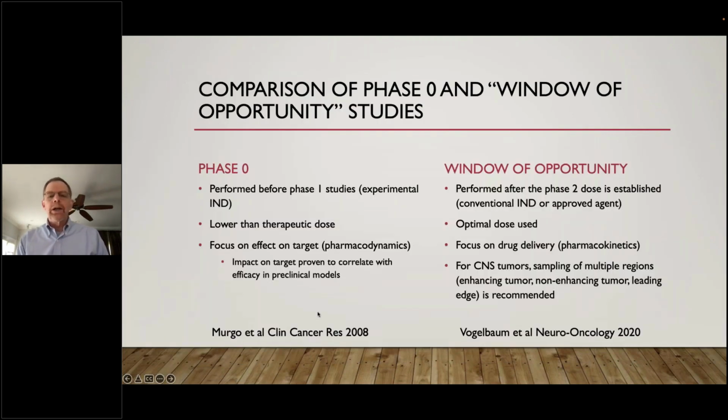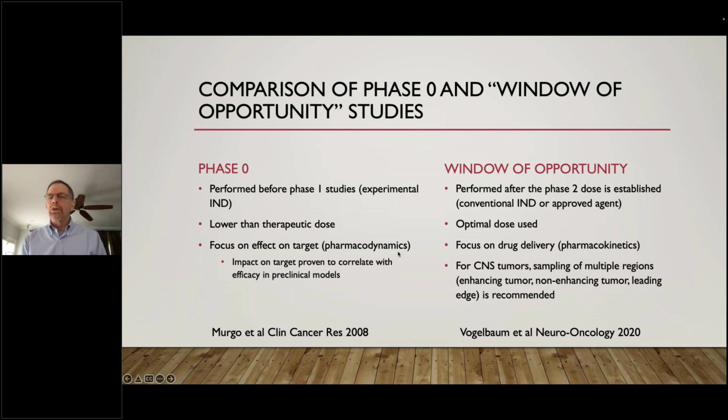So I've talked about phase 0, but in point of fact, if you look at what the phase 0 definition is, they think it should be performed before the phase 1 study. And in fact, the FDA has a special category called an experimental IND. You use lower than therapeutic dose, so you essentially eliminate the chance of any toxicity, and you're really focusing on pharmacodynamics. And again, this is designed for systemic cancers where you don't really worry about delivery. And so you really want to look at whether you're hitting your target before you embark on more studies.